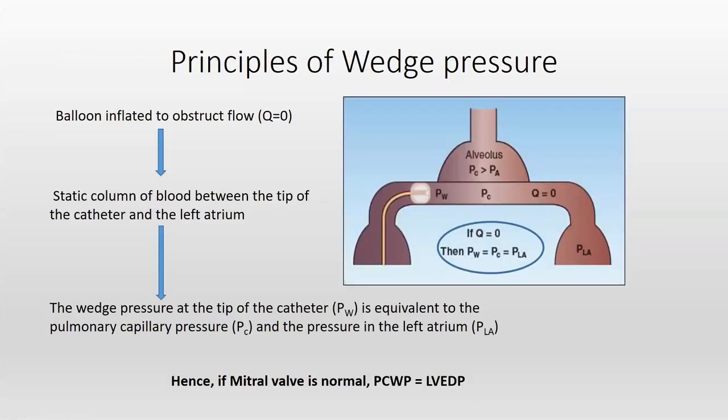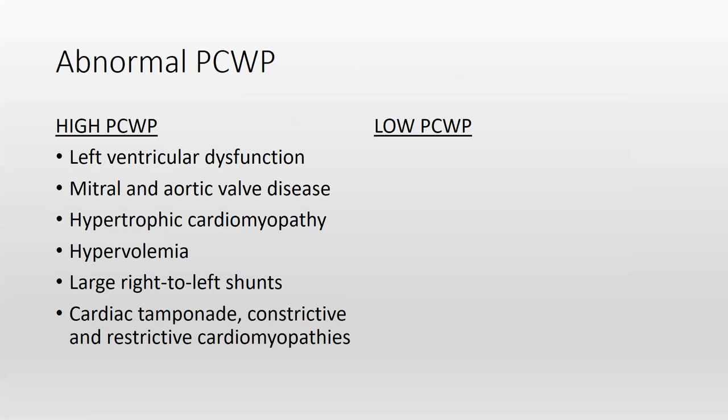So having read that, what do we think could cause a high wedge pressure? Let's say we put the catheter in, we have that static column, and this pressure should be all equalized. So when this goes high, it's because of mitral or aortic valve disease, left ventricular dysfunction, hypertrophic cardiomyopathy, when there's increased volume, left to right shunts, or when there's cardiac tamponade or restrictive cardiomyopathy. That would drive up our wedge pressure. Just try to think of it the way it reflects your left ventricular end diastolic pressure.